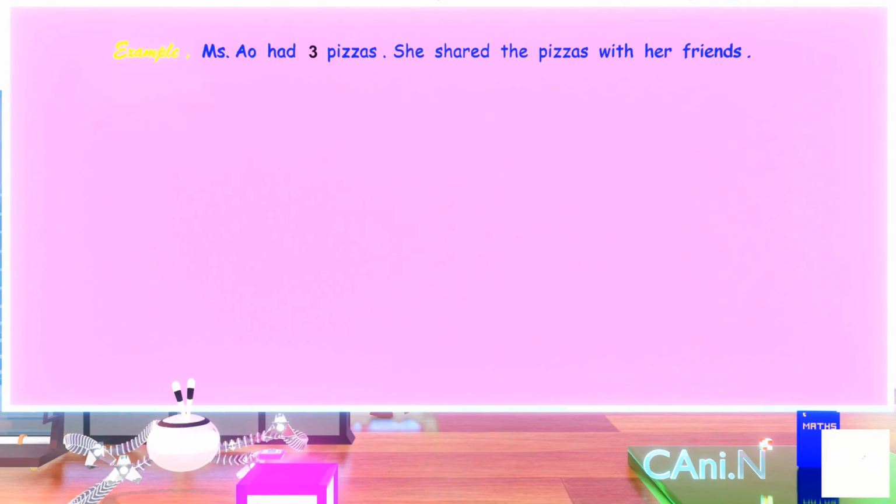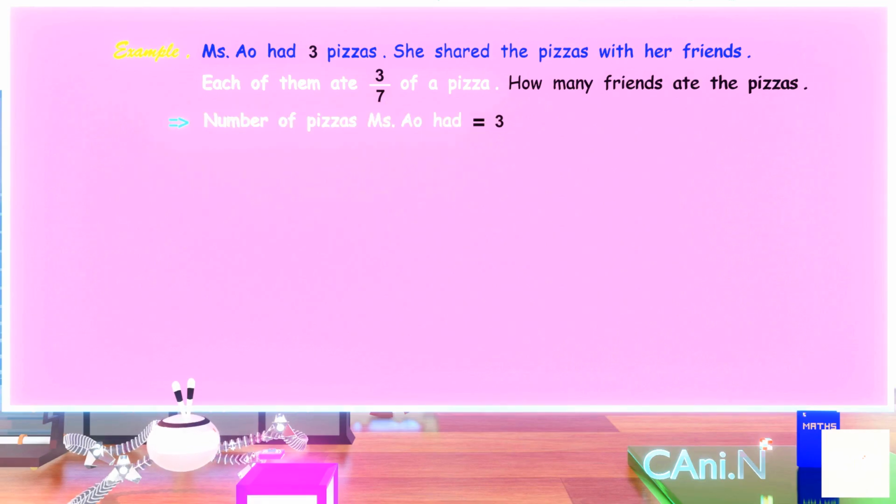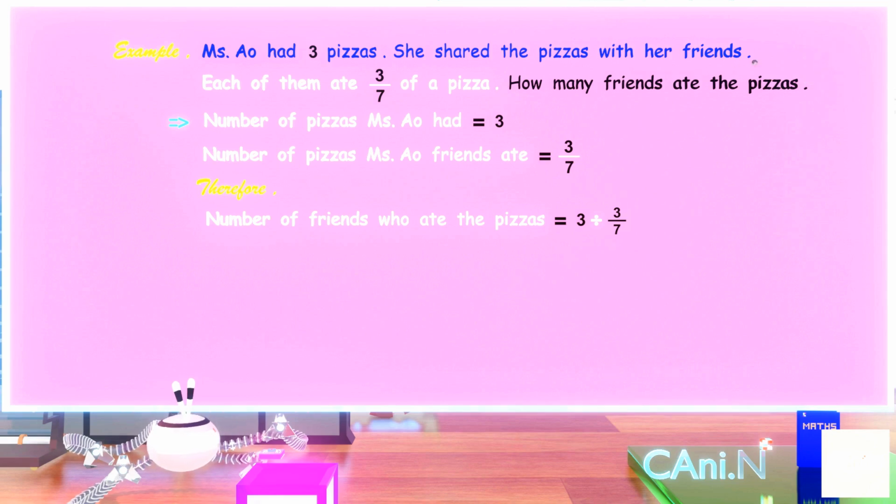Example. Miss Awo had 3 pizzas, she shared the pizzas with her friends. Each of them ate 3 by 7 of a pizza. How many friends ate the pizzas? Number of pizzas Miss Awo had equals 3. Number of pizzas each of Miss Awo's friends ate equals 3 by 7. Therefore, number of friends who ate the pizzas equals 3 divided by 3 by 7, equals 3 into 7 by 3, equals 7.